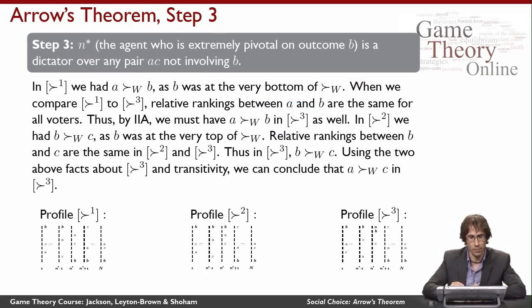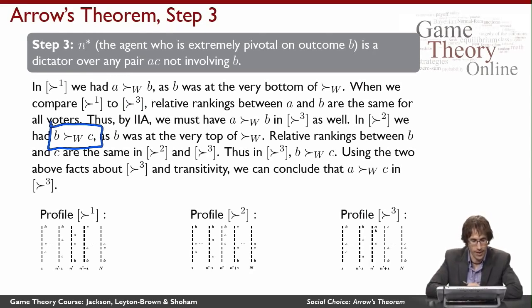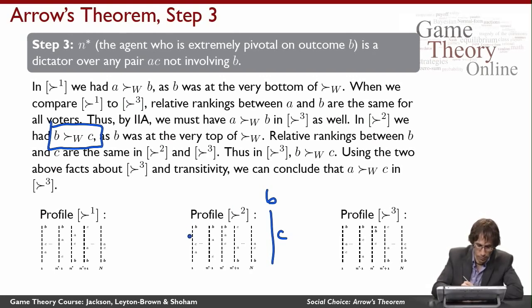Now we're going to say something similar comparing pref2 and pref3. So in pref2, we had that B was socially preferred to C because we know that in pref2, B was at the very top of the social ordering. And so wherever C was, it was somewhere further down. And in a similar way to what we argued before, the relative rankings between B and C are the same in pref2 and pref3. Let's see why that is.